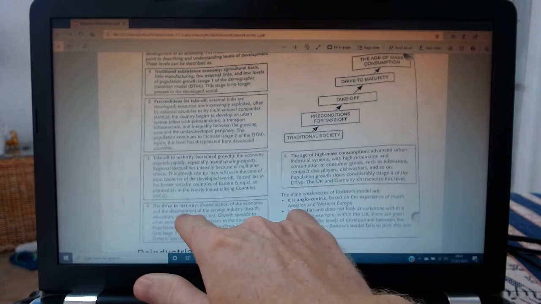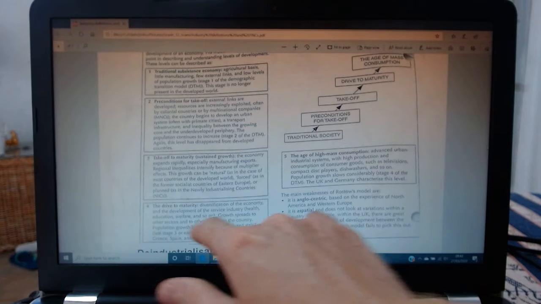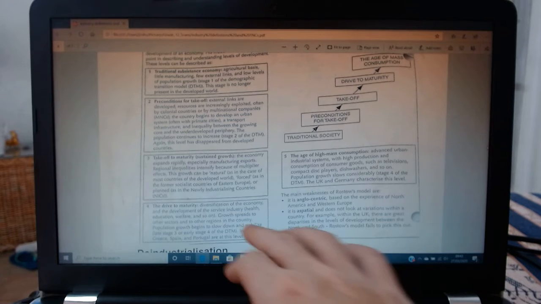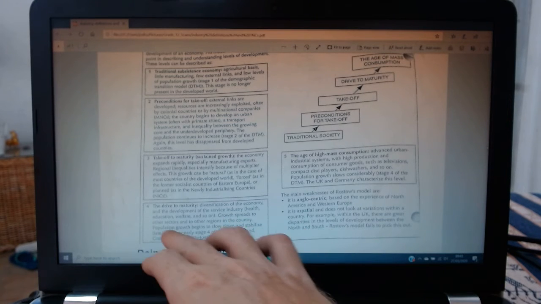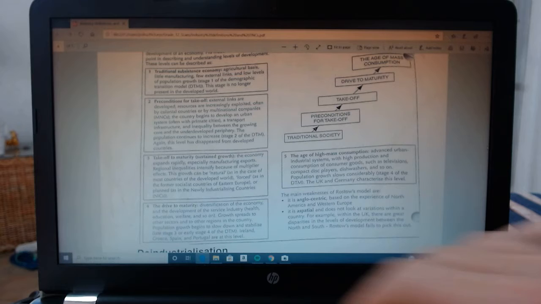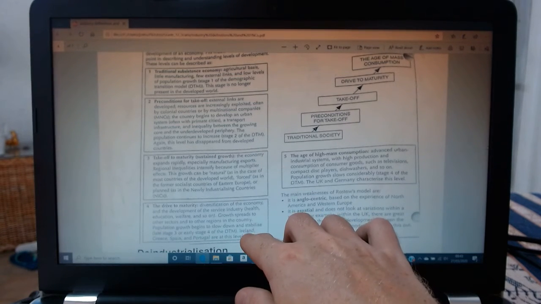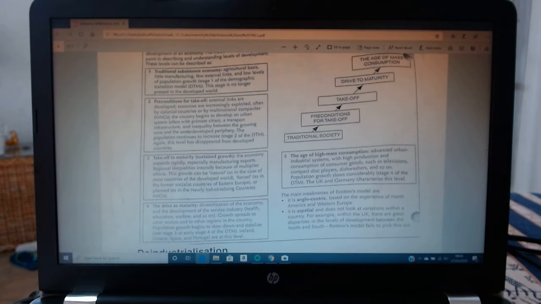Services. The next thing is development of services, health, education. Okay, so now the country's starting to develop its health and education services. All right. Population growth begins to slow down. All right. And you can just highlight Ireland and Spain in here. Okay, so Ireland and Spain would be in this group just here.